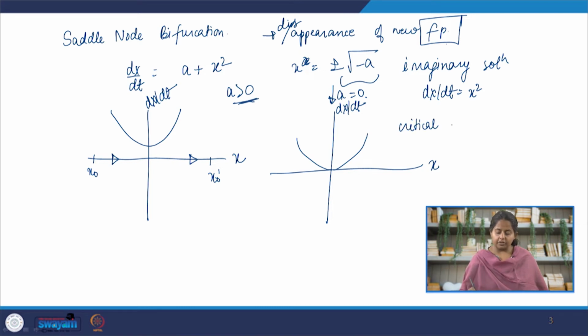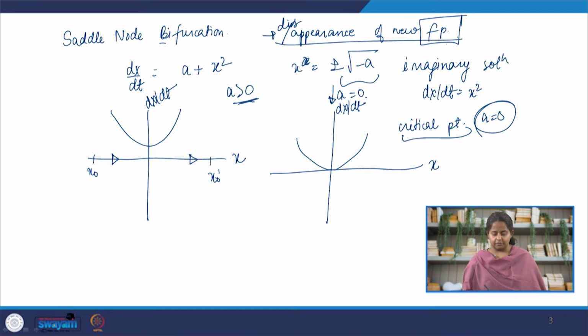It is a critical point because this is the situation when a was equal to 0, when this parameter became 0, when the first fixed point appeared. Remember, saddle node is all about appearance and disappearance of fixed points. So what's happening here? Let's say I'm starting on the left side of the x-axis. So the initial value of x is negative, dx/dt is positive, which means x is going to increase, the flow is going to be towards right. Very good. So I know that on the left side of this particular fixed point, this fixed point is stable. It is an attractor. Let's see what happens on the right side of this fixed point.